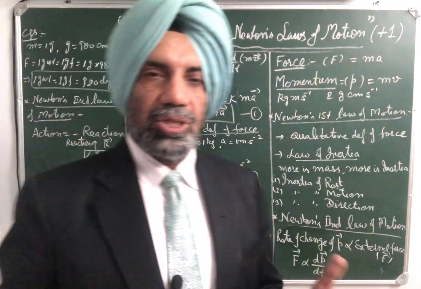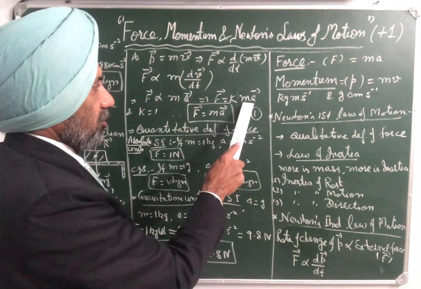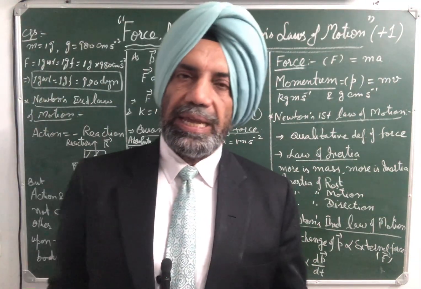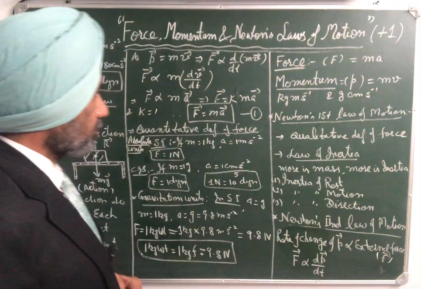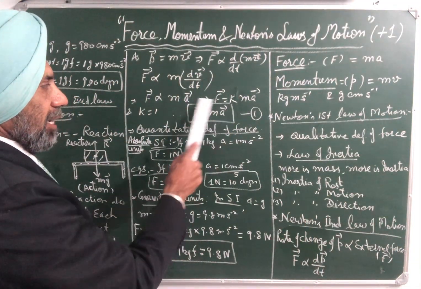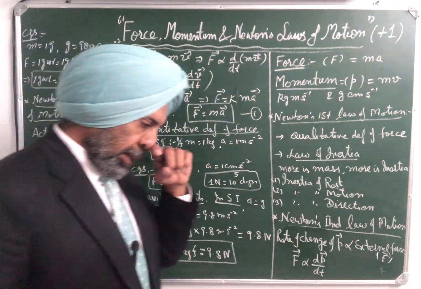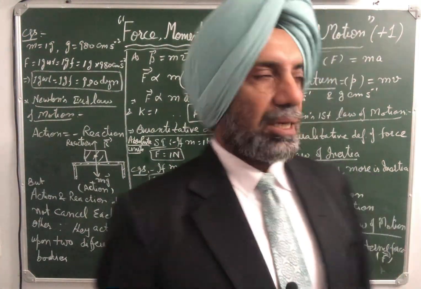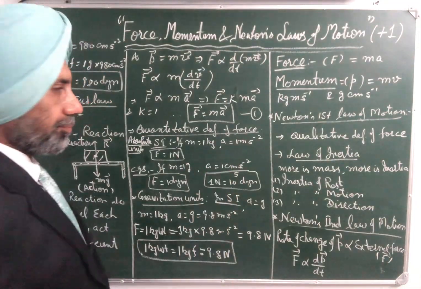and a are so chosen that when m is equal to 1 unit, a is equal to 1 unit, F is equal to 1 unit. Therefore, k is equal to 1 unit. So therefore, F is equal to ma. This is the fundamental equation of motion. So force equal to mass into acceleration, equation number 1.